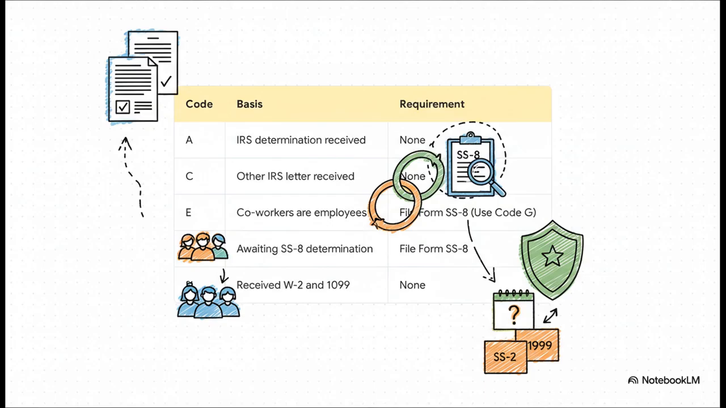Now E and G are a bit of a package deal. If you look around and see coworkers doing the same job as you, being treated as employees, you can use Code E. But, and this is a big but, it means you also have to file Form SS-8 and then use Code G on your Form 8919 to tell the IRS you're waiting for that official ruling.